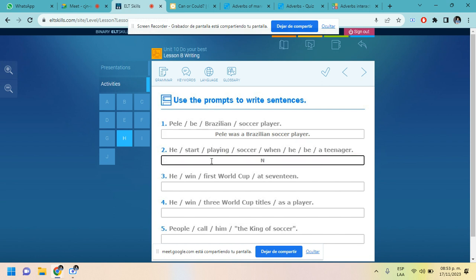He. Solo utilizo was porque me da el verbo be. En este caso me da el verbo start. He. The past tense. He started, yeah, started playing soccer when he was a teenager. Yes, three, please.